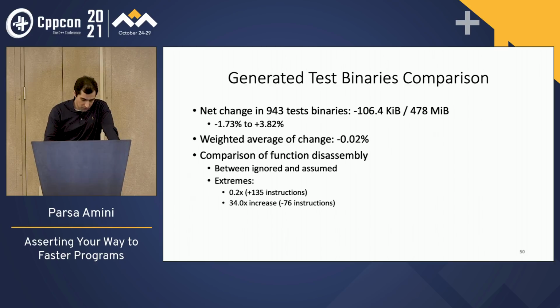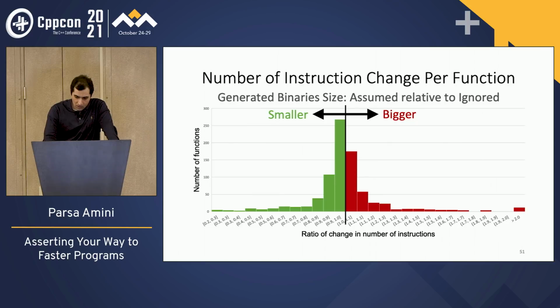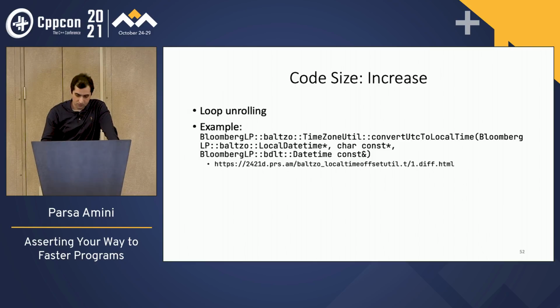And what was surprising, though, was that we saw some sharp increases in some of the compiled function sizes. But the decreases were more frequent. Most changes are very small, but the distribution of changes is positively skewed. So the machine code for many more functions actually shows a shrink in size with assumed semantics compared to ignored. And the code size increases we saw were mostly because of loop unrolling optimizations.